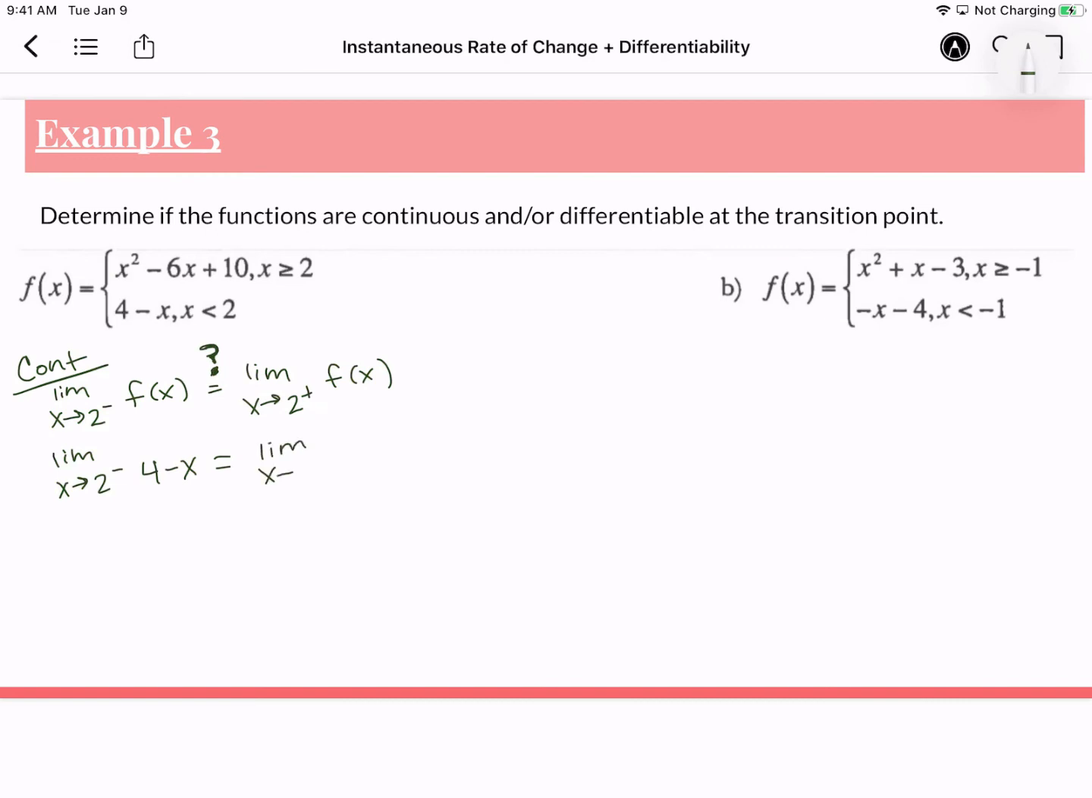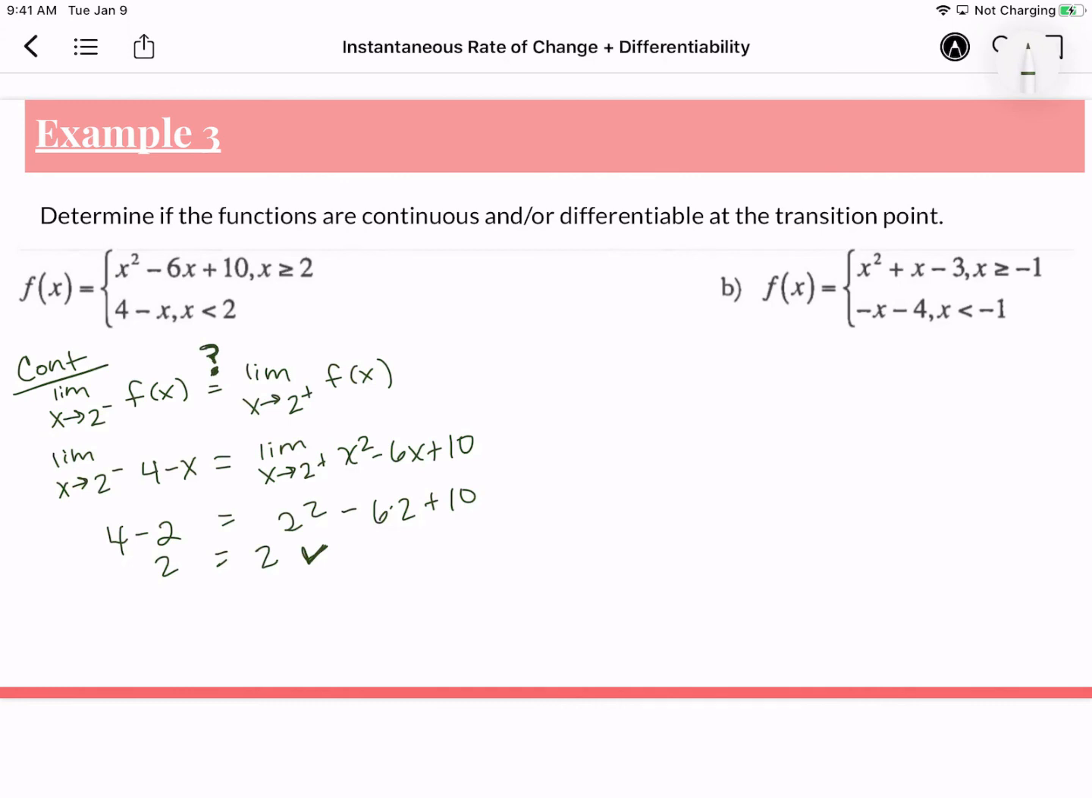And then the limit as x approaches 2 from the right of f of x, we'll use the top equation. Okay, let's plug in 2. So we have 4 minus 2 on the left, and we have 2 squared minus 6 times 2 plus 10. I'm going to do a little mental math. So this is 2 equals 4 minus 12 is negative 8 plus 10 is 2. It is continuous. Good.